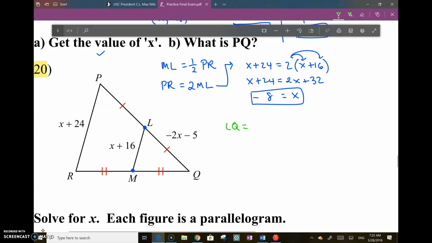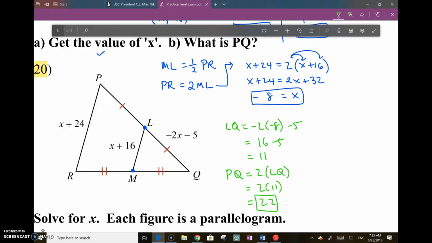LQ is equal to negative 2 times negative 8 minus 5. And this would be 16 minus 5, which would be 11. Now, I'm going to use that to get the value of PQ. So PQ is equal to 2 LQs. And that would be 2 times 11, and that would be 22. And with that, we are done with this question.